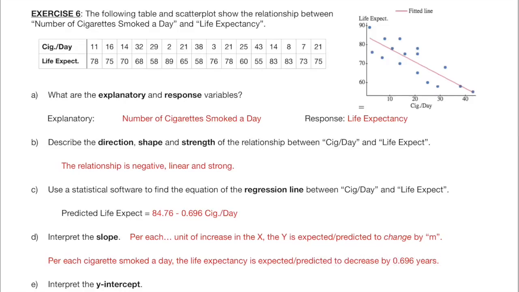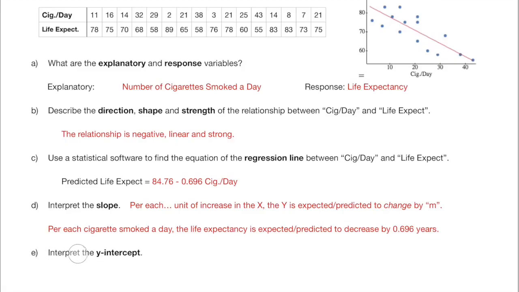0.696 years. Again, I am including here the expression is expected or is predicted because this is not the slope of the reality, it's only the slope of our mathematical model, the slope of our predictions. It's a sort of average of what we observed in the sample. Notice that here the word decrease replaces the negative sign and we write then the absolute value of the slope.